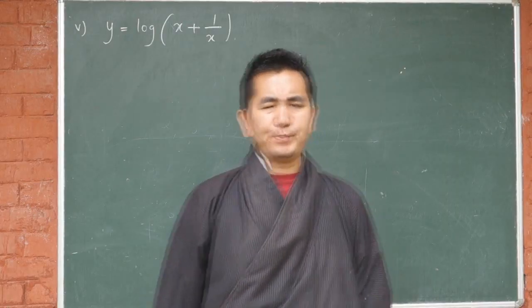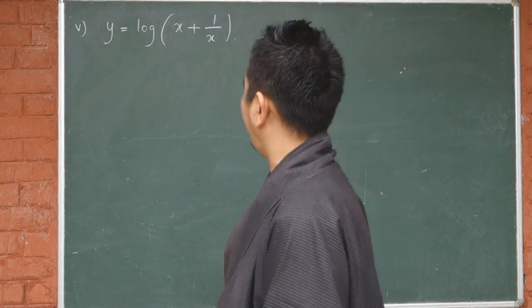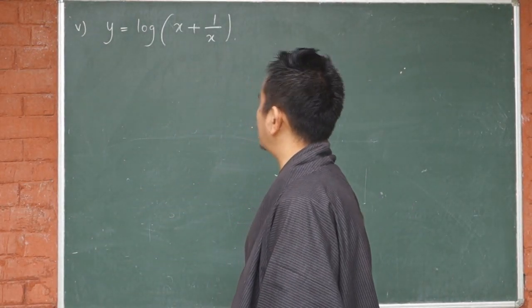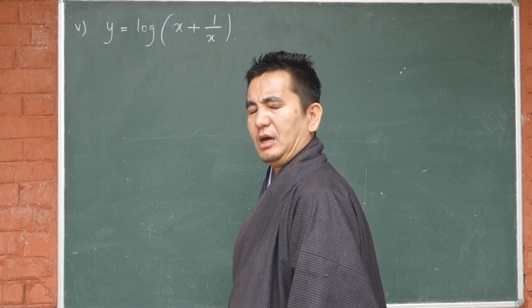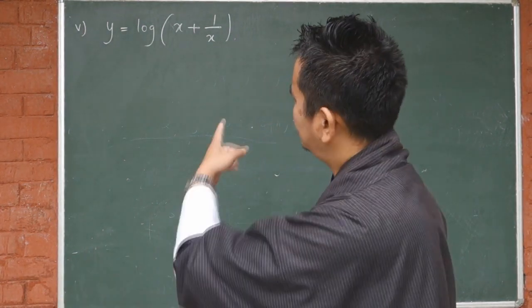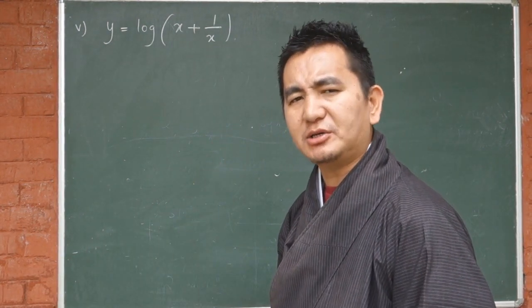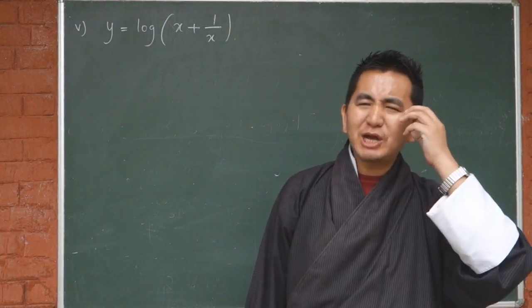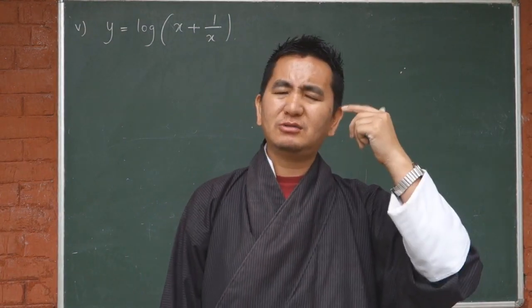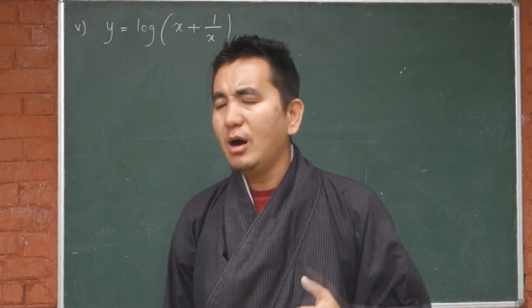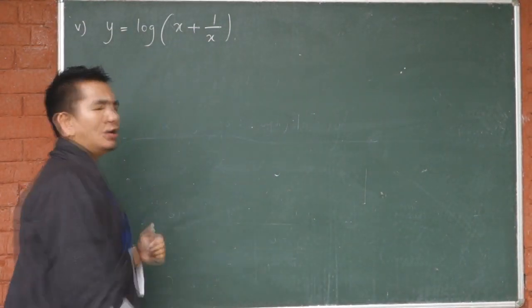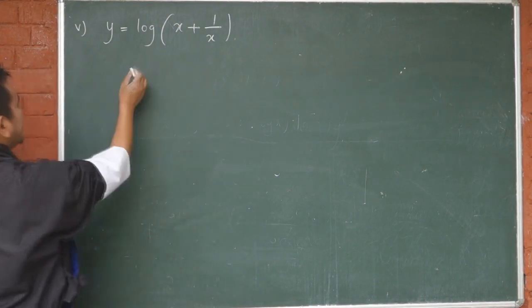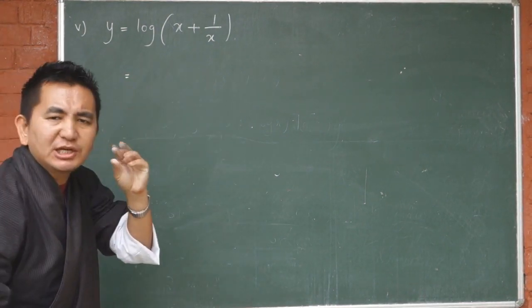Okay? Now, this Roman number 5. y is equal to log of (x plus 1 by x). If you think of solving this directly, then it really gets complicated. Whenever you see a log function, always try to use the logarithm law. But in this case, I cannot use the logarithm law directly. What I can do here is try to develop these skills, okay?